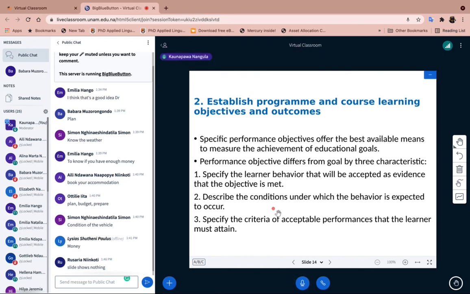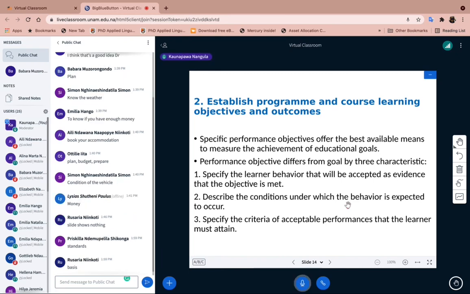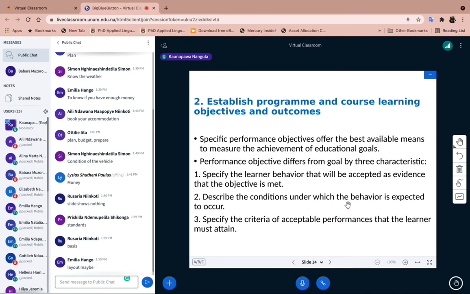Anyone? Or related to criteria? Or a tool that you can use to indicate the criteria or standards. Okay, yeah, standards. That is the synonym, the basis, layout maybe. That's a good try. So we will have standards, we'll have criteria. Okay, standards, criteria, they are used interchangeably.